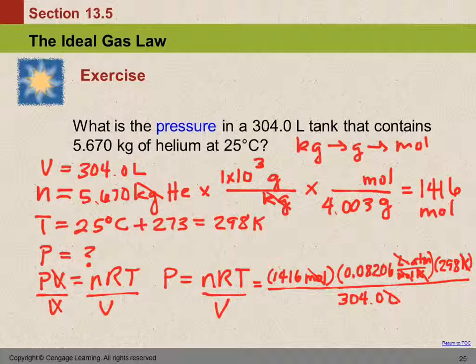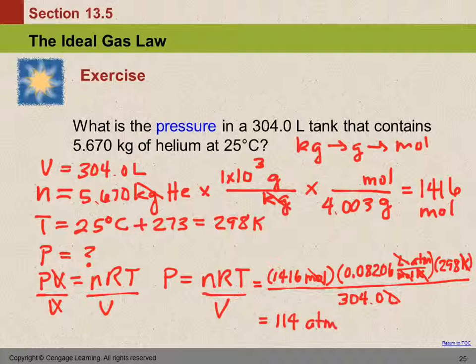So we've got 1416 times 0.08206 times 298 divided by 304.0 equals... so I'm getting... how many sig figs should that answer have? 3, yeah. Because the temperature, 25, when we convert to Kelvin, we end up with 298 Kelvin, which has 3 sig figs. So 113.9035989 rounds up to 114 atmospheres.